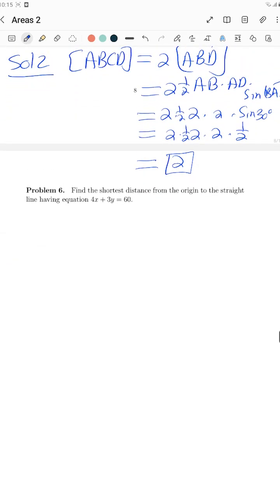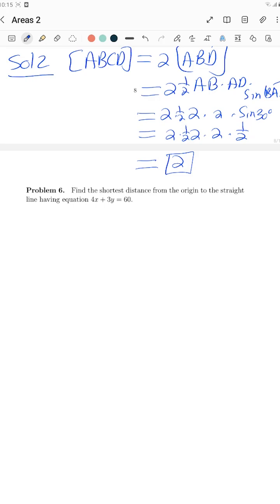So first, let's read the problem. Find the shortest distance from the origin to the straight line having equation 4x plus 3y equal to 60. So for this problem, let's first try to understand the problem. Our first task is to draw the straight line 4x plus 3y equal to 60.